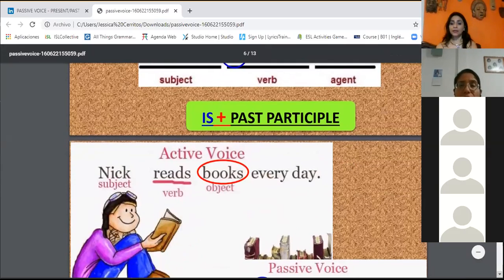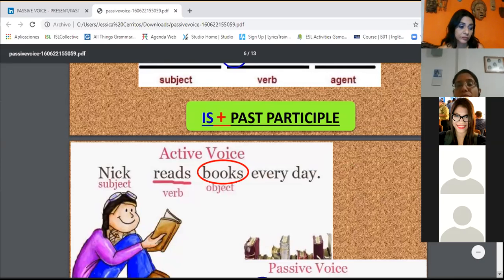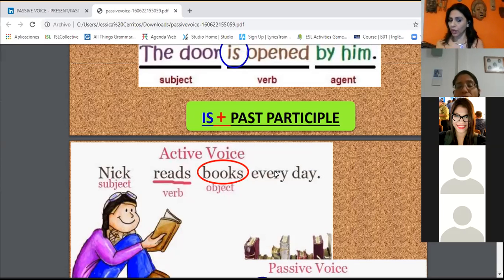All right, let's see this one. Annie, can you listen to me? Excellent. Okay, Annie, we say Nick reads books every day. Can you switch that to passive voice? Annie, I want you to do this: forget about every day. Let's read only: Nick reads books. Nick is the subject, reads is the verb, and books is the object. The object is going to go at the beginning of the passive sentence. So you're going to begin your sentence with the object of the active one.